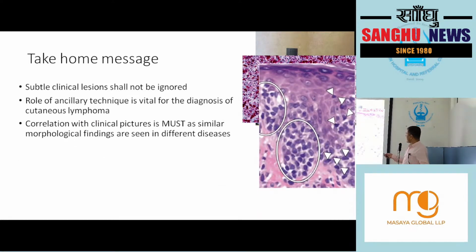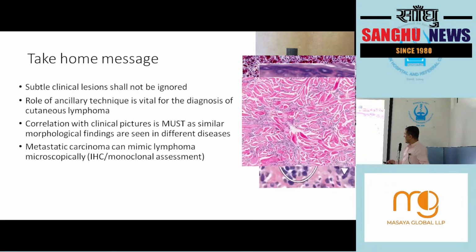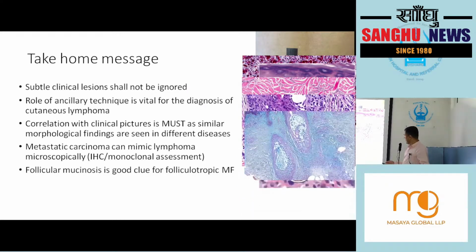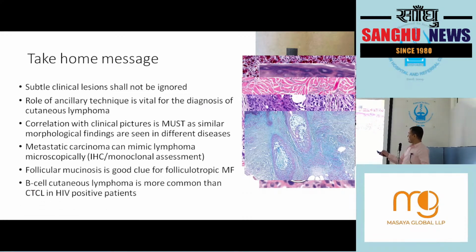See, this picture can be MF, can be lymphomatoid papulosis. Clinical picture is a must. Metastatic carcinoma can mimic a lymphoma microscopically, or sometimes even in IHC, but IHC or monoclonality assessment is required. Follicular mucinosis is a good clue. This one is a good clue for folliculotropic MF. Do not forget. This message you have to take home.